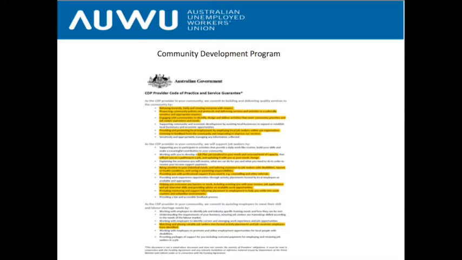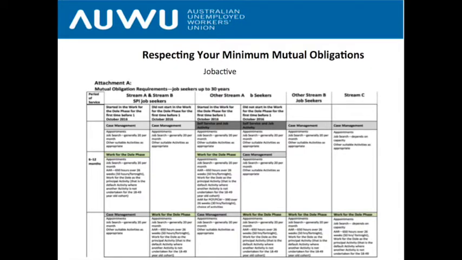Let's go through the requirements unemployed workers have across each of the three contracts. We'll start first with the job active system. This is a very onerous system and also very complicated. It's broken up into three different cohorts based on age. So the first cohort is up to 30 years of age. And then within this cohort, unemployed workers are broken up into three different streams. So stream A is considered the most job ready, stream B moderately job ready, and stream C is the least job ready. And as you can see, the requirements vary slightly from stream to stream.